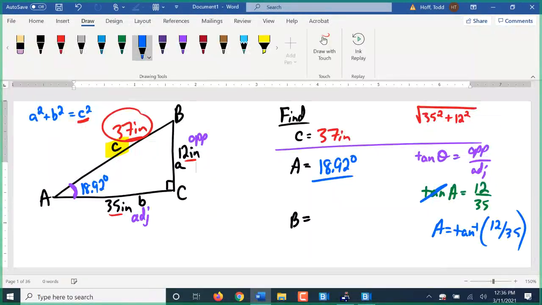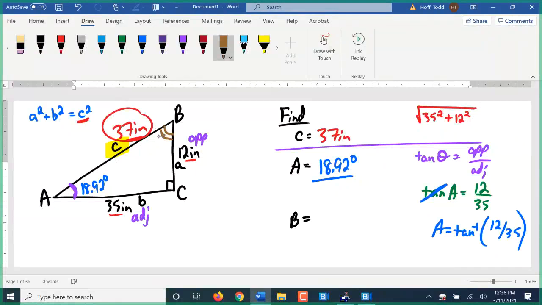At this point, we could just subtract from 180, or even just from 90, actually, since we have a right angle, to find angle B. But I'm going to go ahead and do the trig calculation to find angle B so that we can double check by adding the angles together to see if we get the right total.